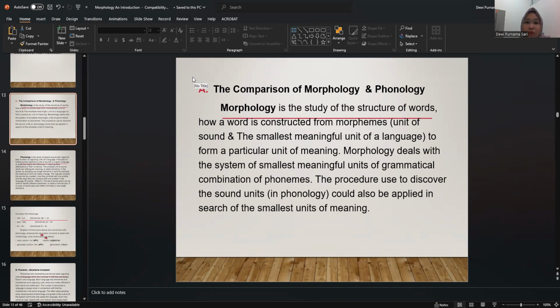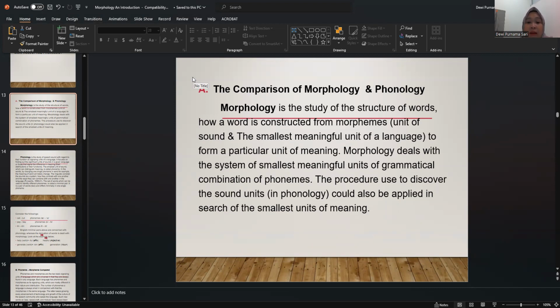that has also relation to syntax, because syntax also deals with sentence structure. Meanwhile, morphology deals with word structure, right? In morphology, the structure of words is the concentration: how a word is constructed from morphemes, the smallest meaningful unit of language, to form a particular unit of meaning.